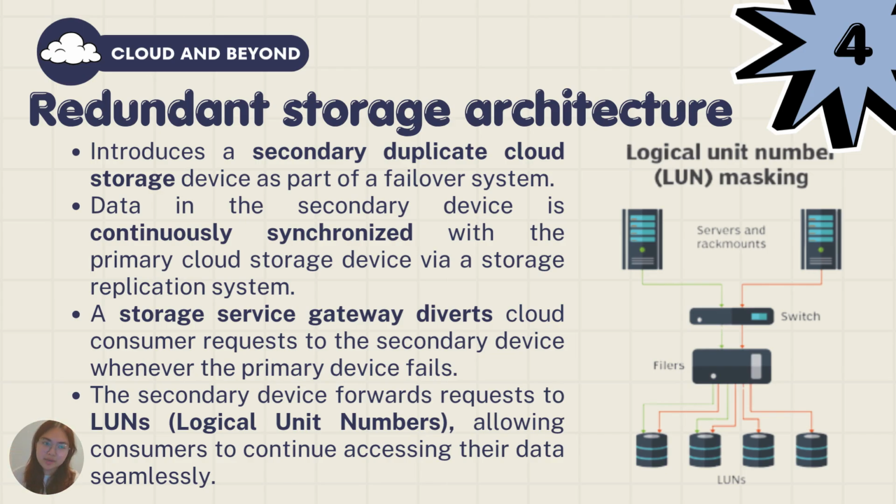So basically, what happens in redundant storage architecture is you have two storages. You've got primary and secondary. Primary storage is your main storage. It handles all normal requests, and it replicates, or there's a copy continuously synced to the secondary storage. And when a failover happens, the gateway instantly redirects all your traffic to the secondary.